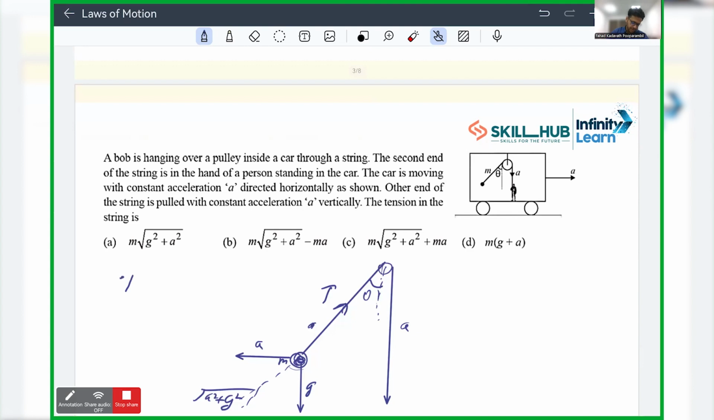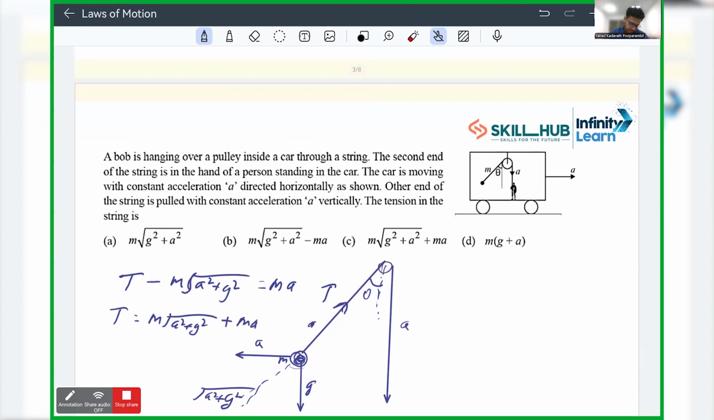The net force would be tension upward minus M into the resultant acceleration, that is root of A square plus G square, which should be equal to MA, mass into acceleration of the body. Then the tension should be equal to M times root of A square plus G square, plus MA. That's option C again.